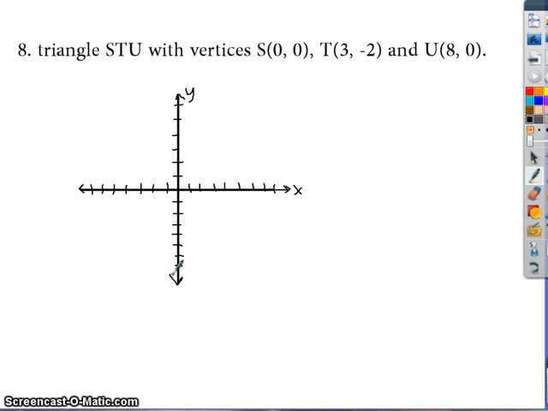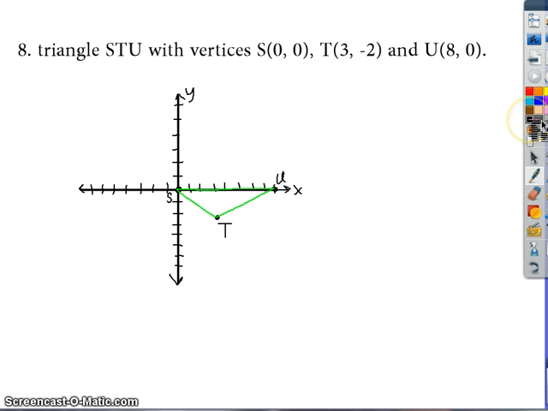Okay, so I'm going to go ahead and plot these points, and then I'll draw the triangle. So S is at 0, 0. So there's S. T is at 3, -2. So 1, 2, 3, down to 2. So there's T. And then U is at 8, 0. 1, 2, 3, 4, 5, 6, 7, 8, and stay at 0. So that's U. So I will trace this in a different color so we can see it a little bit better. So here is this triangle.